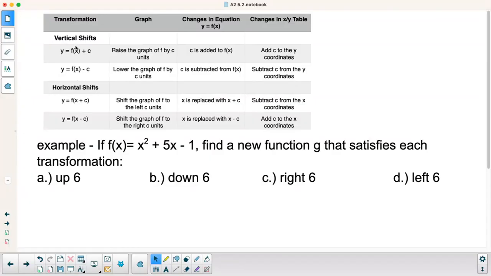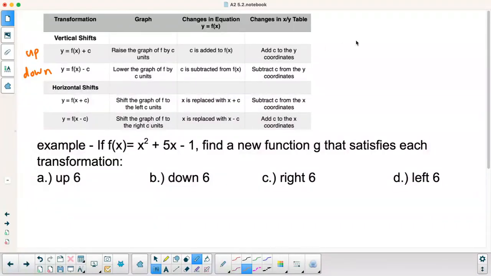All right, so vertical shifts. If I want to shift a graph up, and this is down, I just add the number on to my function. What will happen on the graph is it will raise the graph of f by c units. So basically just add c to the function.